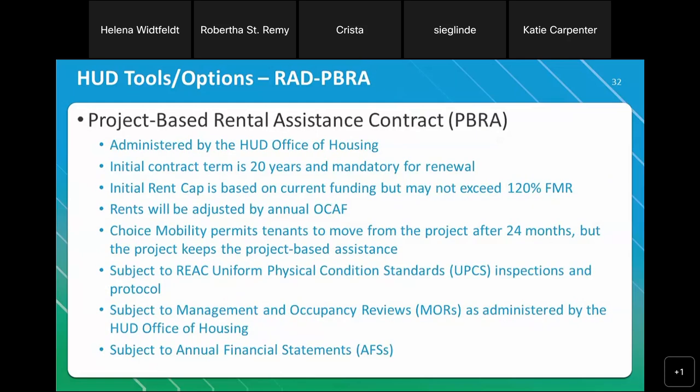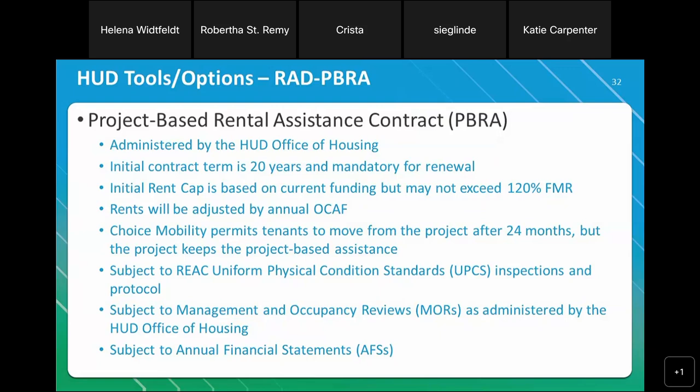On the project-based rental assistance contracts, PBRA, we are administered by the HUD Office of Housing. The initial contract term is 20 years and it's mandatory for renewal. So that's a very interesting, appealing financing tool, as said. The initial rent cap may not exceed 120% of the fair market rents, and of course will be adjusted annually by OCAF. Again, you have to request it. So it's not automatic, you're not just entitled to it, but it has to be requested.